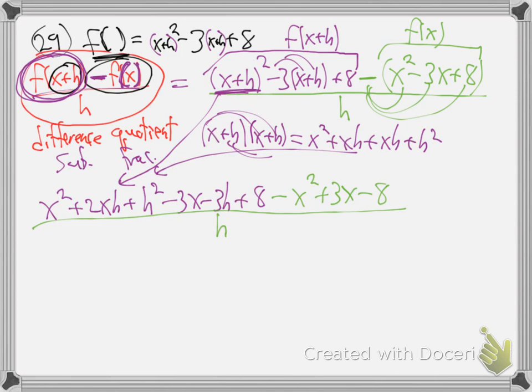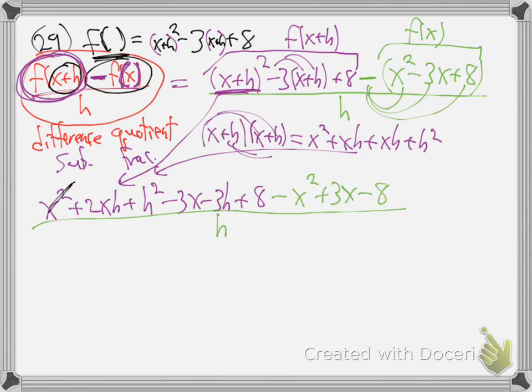It's a good double check in your work. Your calc teacher, I'm sure, will tell you the same thing if you're going to calc. When you're doing the difference quotient, the non-h terms should cancel out. All the terms that do not have an h will drop out at this point. They must, or you made a small mistake.